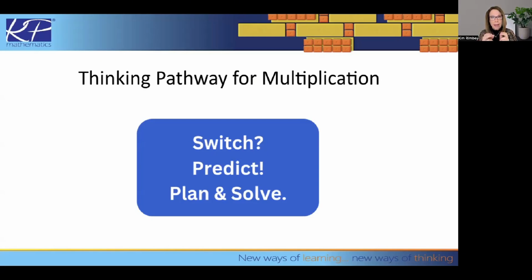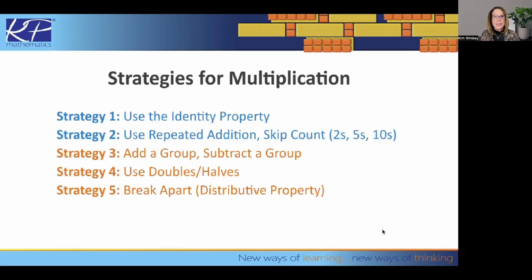But when we're talking about facts, the kids can decide, okay, which one would it be easier for me to focus on? Which one would be easier for me to think of as the groups and which the group size, and which one would be easier for me to think of with the number of groups, right? The multiplier. So I can switch, then I can predict how large or small this is going to be, and then make a plan and solve. So these are the strategies that we discussed in the last workshop, and we're going to just take these one at a time and talk about how that learning pathway might help us.